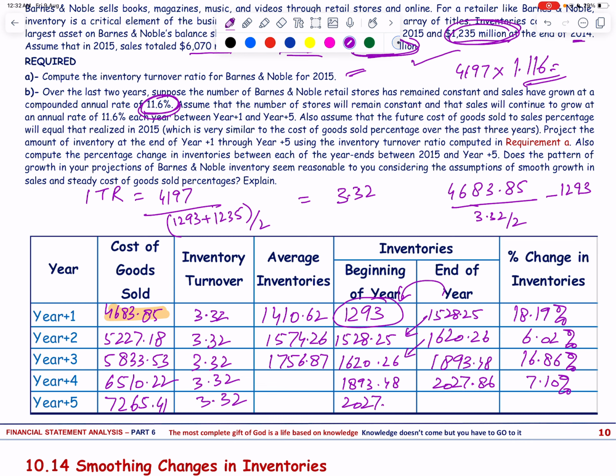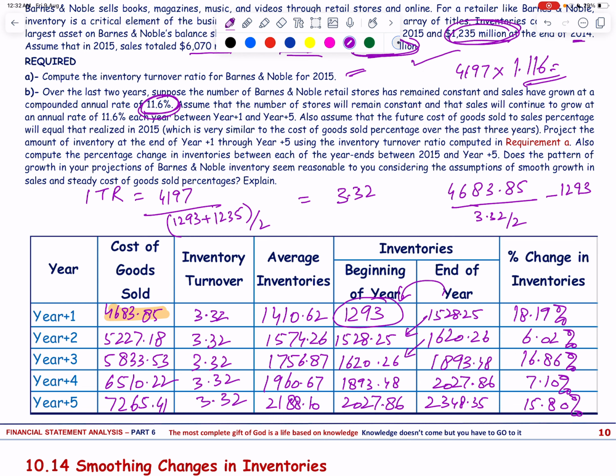Once again, this will be 2027.86, and this will be 2348.35, and this is 15.80%. This will be 1960.67 and 2188.10. So that's how we calculate, we are going to make these calculations.